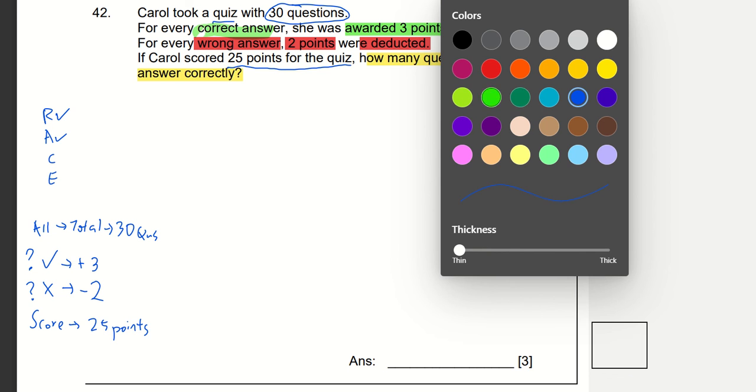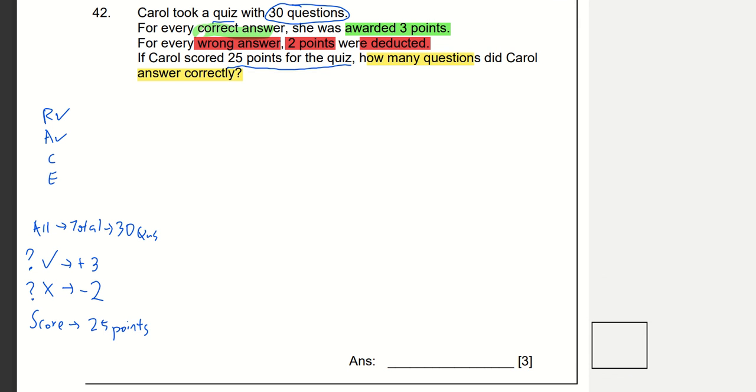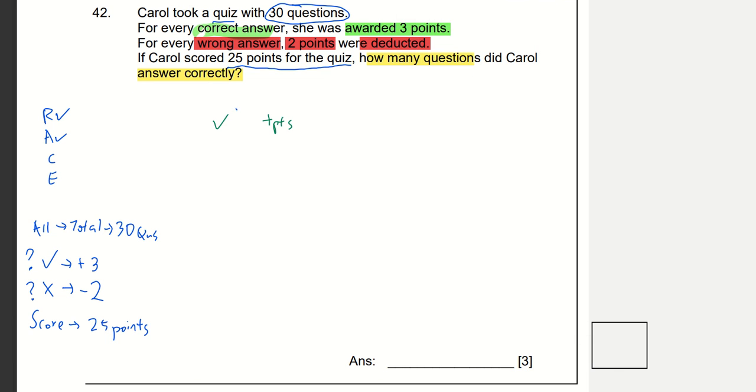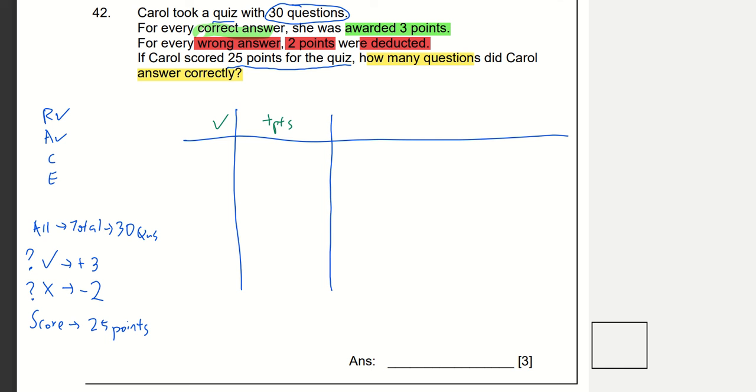I have, using my pen, in this case, correct answers, so I put correct. Correct means I have plus points. Okay, so I'm going to draw a table for this. One column is the number of questions that I got correct, and then that's the plus points. So for every question I got correct, I get 3 points.